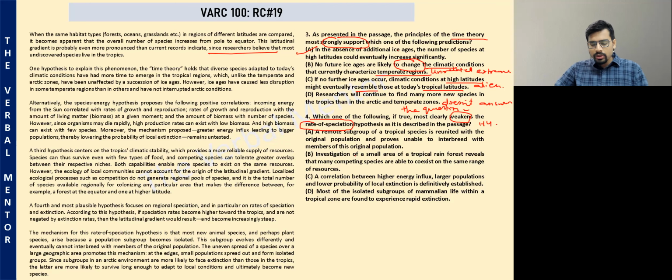Okay. Option A: a remote subgroup of a tropical species is reunited with the original population and it proves unable to interbreed with the members of the original population. This is something proposed by hypothesis 4. So it actually supports hypothesis 4 rather than weakening it.